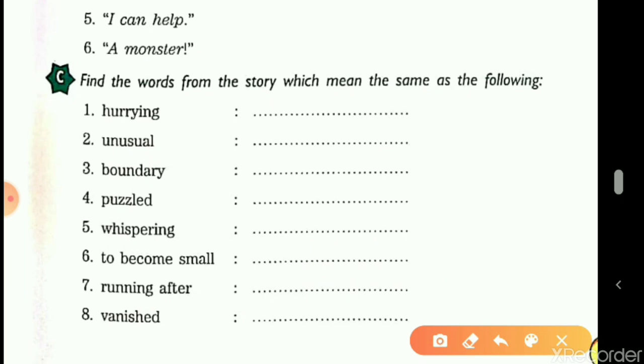And the last word, children, is vanished. Vanished is disappeared.